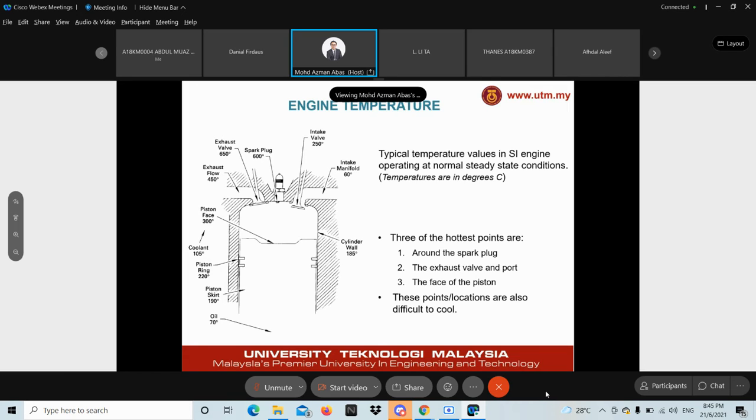Okay, which is why I think in the latest or modern internal combustion engines, you can see that the design of the cylinder head is very complex, whereby they have quite complicated coolant passages, just for the purpose of extracting or cooling down the cylinder head temperatures, especially around the combustion chamber.